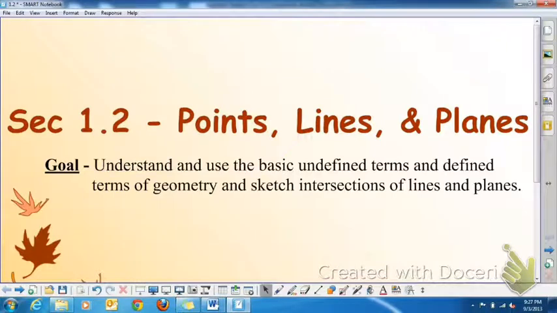Hi, this is your first note-taking session at home. Section 1.2, Points, Lines, and Planes. Our goal is to understand and use the basic undefined terms and defined terms of geometry and sketch intersections of lines and planes.